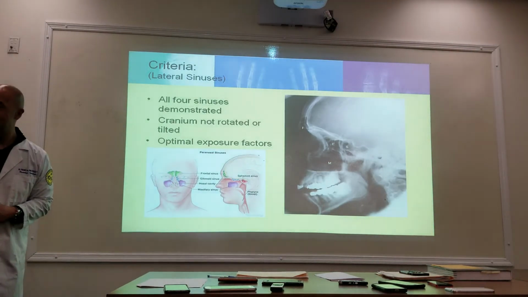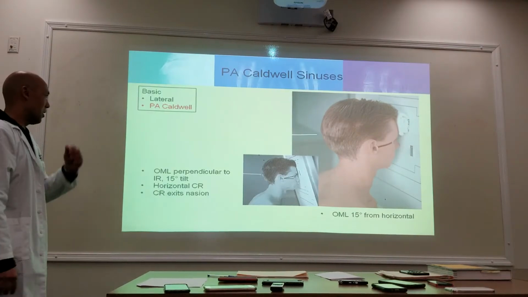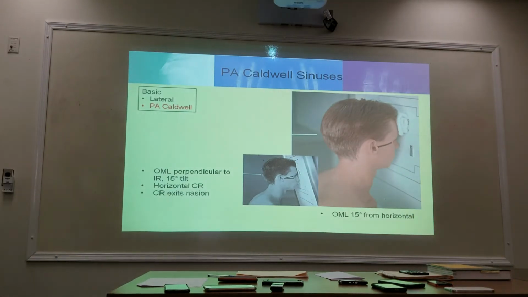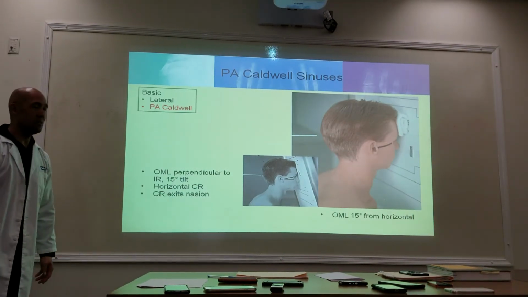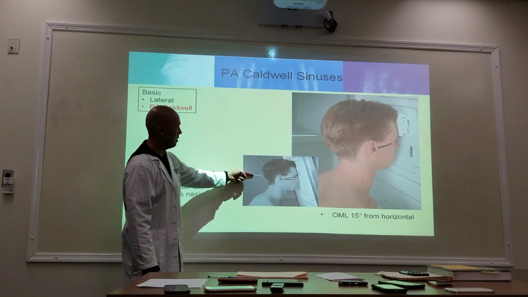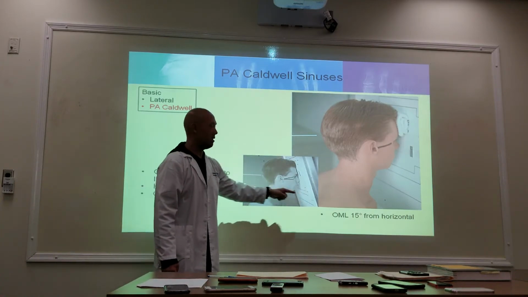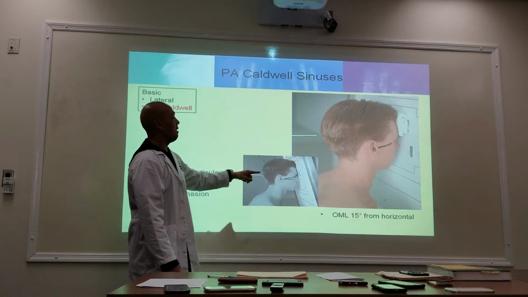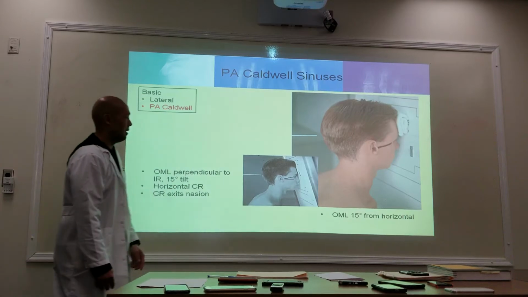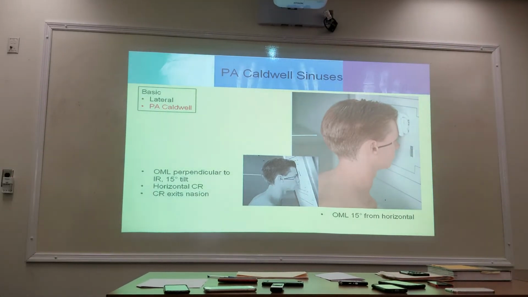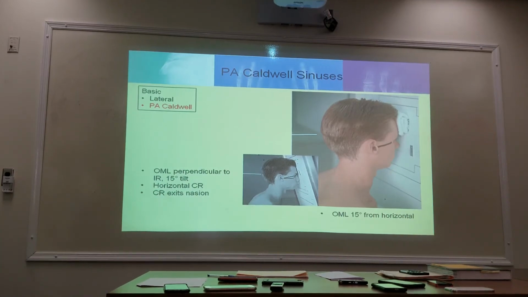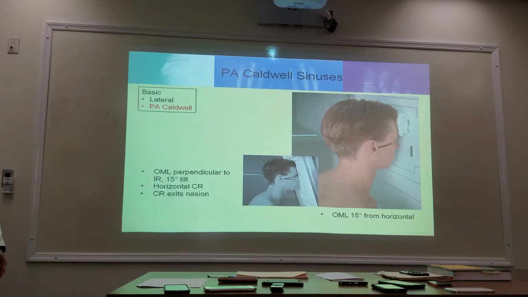All right, I'm going to keep on moving. PA Caldwell, OML perpendicular, 15-degree angulation towards the feet. Central ray is going to exit the nasion. This is interesting because here we have a perpendicular central ray, but we angled the image receptor 15 degrees. I think both our rooms do that, right? Yeah. So you can practice doing that too if you want. So if we leave the image receptor straight, then we'll have to angle the beam? Yeah, so it's one or the other.